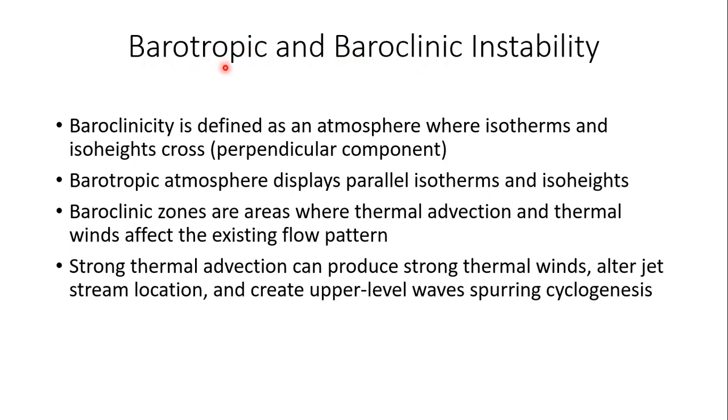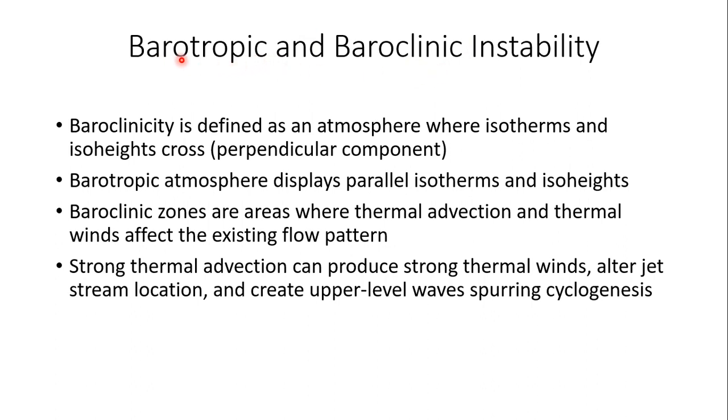Barotropic, the isotherms and height contours are parallel to each other on upper level weather charts. Baroclinic, we have crossing or a perpendicular relationship between those isotherms, lines of equal temperature, and the upper level height contours or isoheights. Barotropic, you're generally not going to have any type of temperature advection. With baroclinic, you're going to have temperature advection.